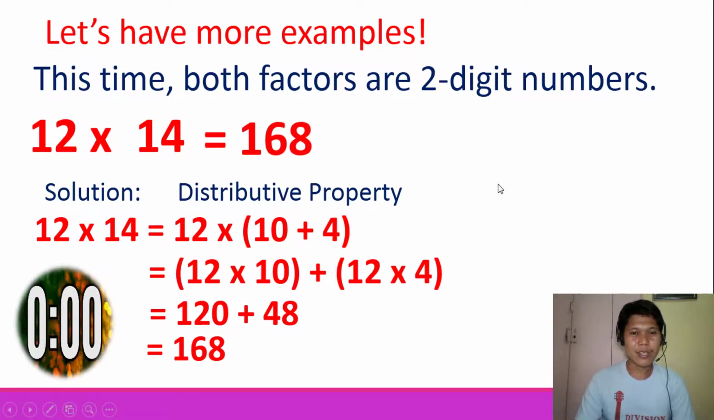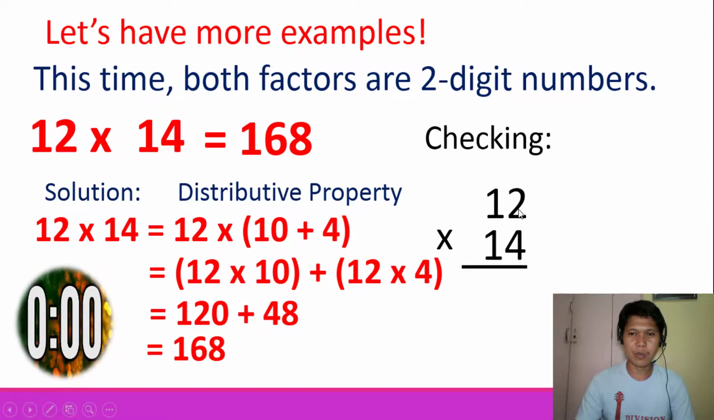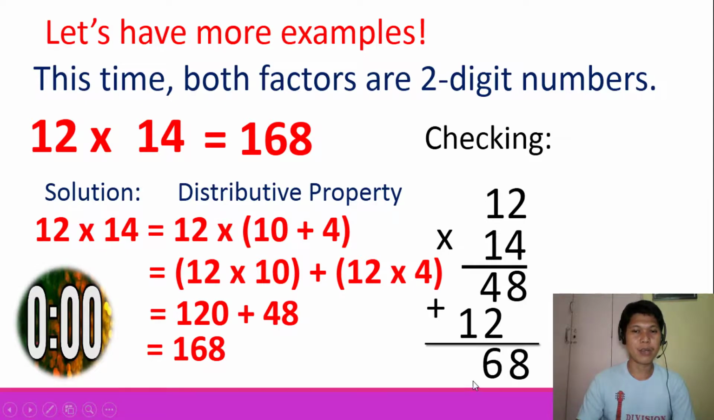Okay, so let's try to check whether our answer is correct. 12 times 14. So 2 times 4 is 8, 1 times 4 is 4, 1 times 2 is 2, and then 1 times 1 is 1. And then we add, bring down 8, and then 4 plus 2 is 6, and bring down 1. See, you have the same answer, 168.